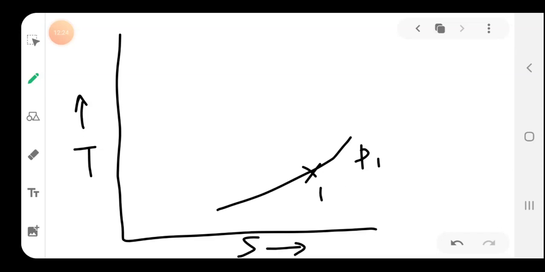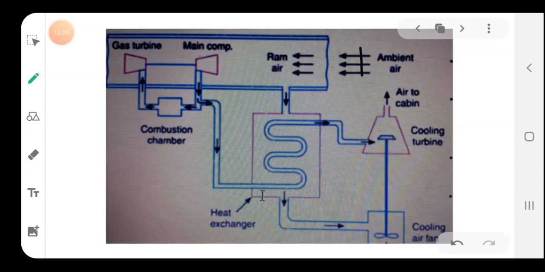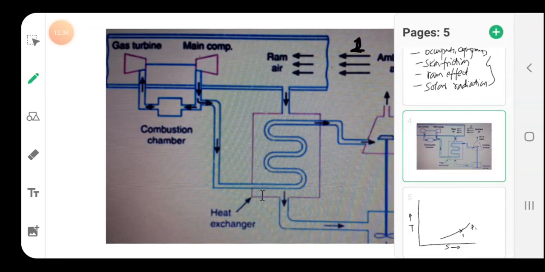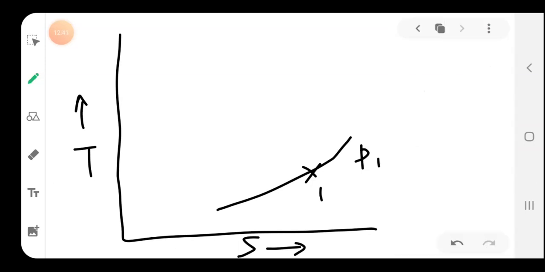Okay, I will show you. Here, this is position 1, state 1. From state 1, what will happen? It gets rammed at constant entropy, an adiabatic process, rammed to a higher pressure. So this pressure is known as ideal ram pressure.